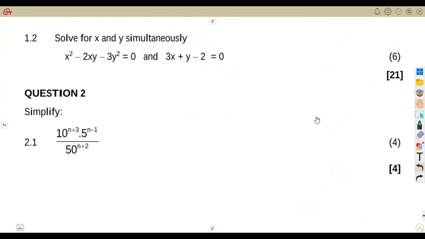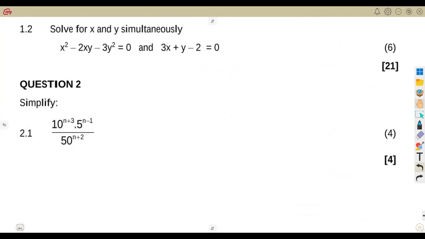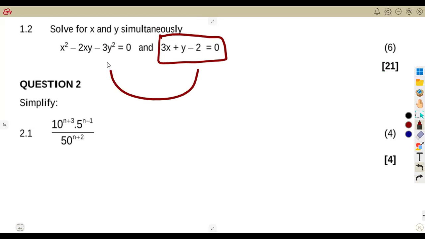So that was it. 1.2, solve for x and y simultaneously. So let's see. We have a quadratic and another one is linear. Remember I said in this case, simply work with the linear. Make either x or y the subject, whatever is easy for you to make the subject, and substitute into the what?